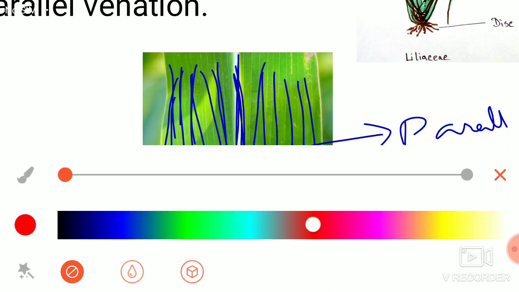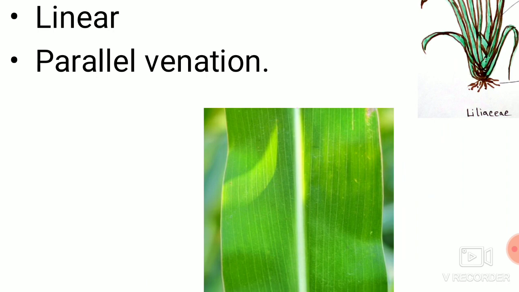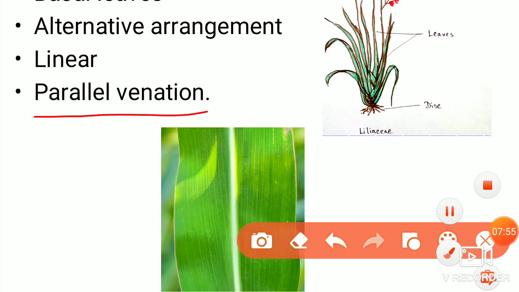So main vein and veinlets both will be in the same direction, parallel direction. So such arrangement is called as parallel venation. So in the case of Liliaceae plants leaf, the venation is what type of parallel venation?